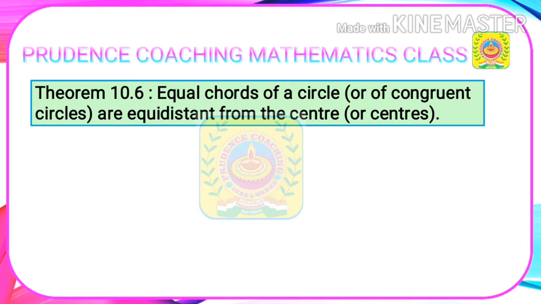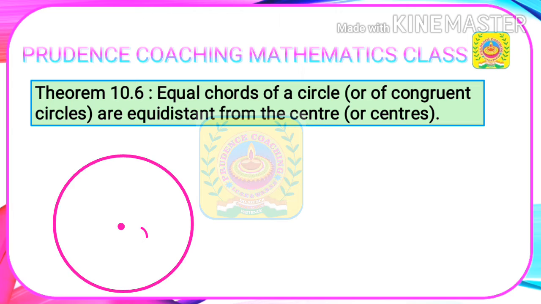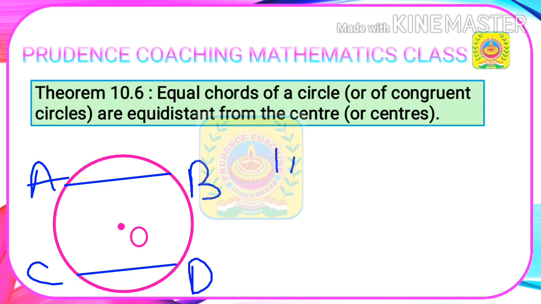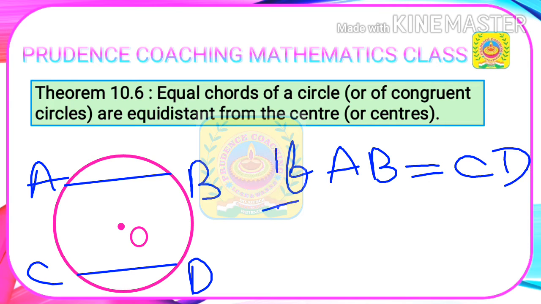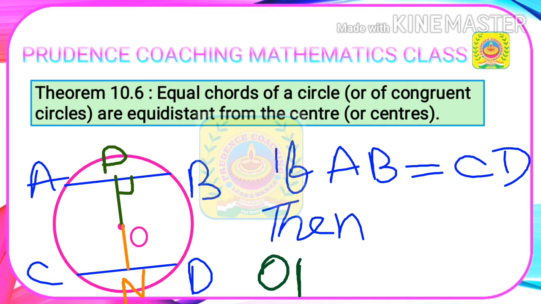Let us move on to the next theorem. Equal chords of a circle or of congruent circles are equidistant from the center or centers. First, let us understand this with the help of a circle. Here AB and CD are equal chords, then we can say that the distance from O to AB, that is OP, is equal to ON, when OP and ON fall perpendicularly on the chords respectively.